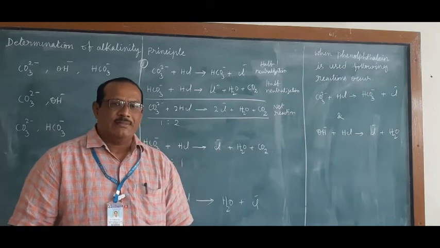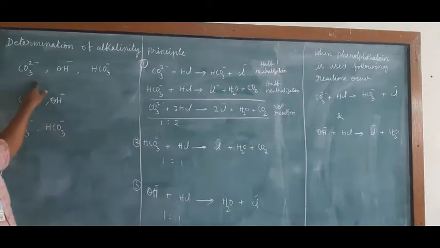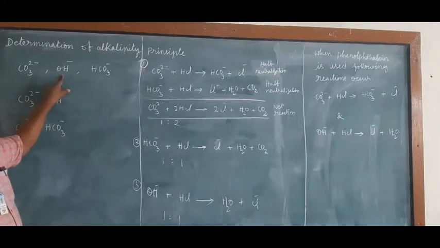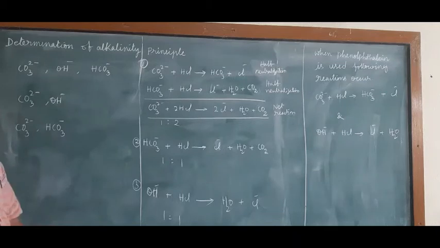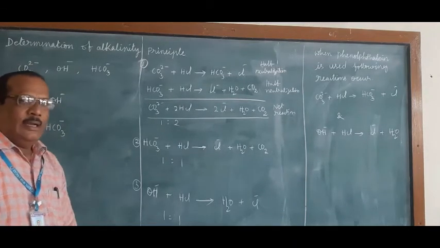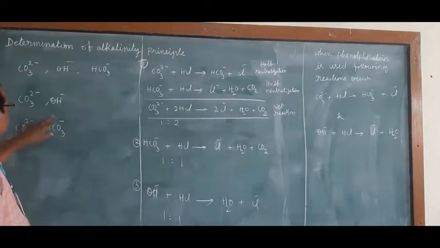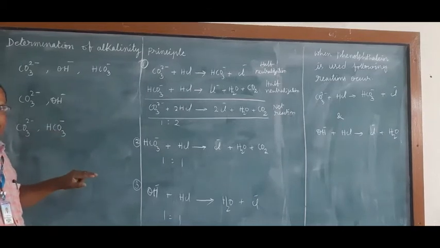Water sample becomes alkaline due to the presence of few ions like carbonate, hydroxide and bicarbonate. Carbonate, hydroxide, bicarbonate cause alkalinity to water sample. And in some water samples, combinations of ions also exist. Carbonate, hydroxide coexist. Carbonate, bicarbonate also exist.